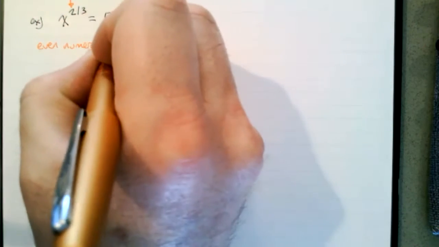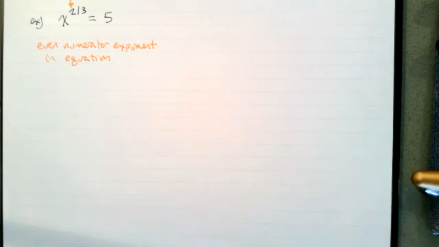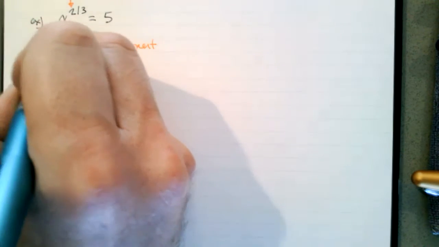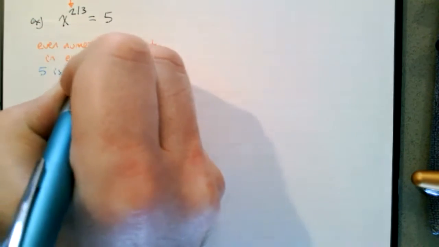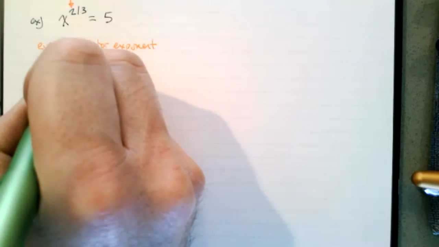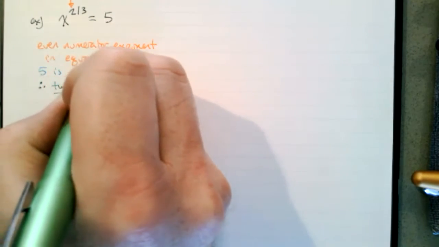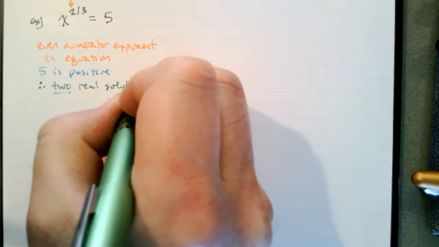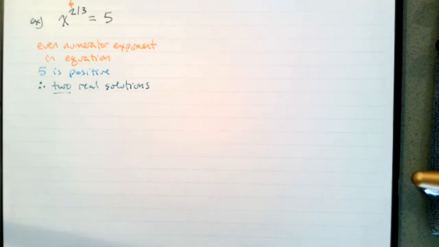even numerator exponents in the equation. That tells us that we're expecting 2 or 0 solutions. Since the 5 is positive, we'll get 2. So there's an even numerator exponent in the equation. The 5 is positive, so there will be 2 real solutions.